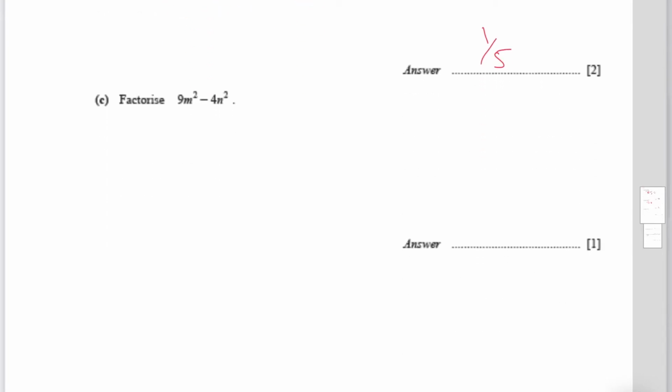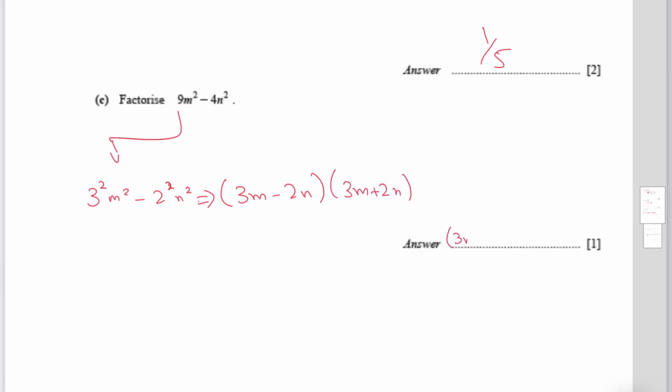The next part says factorize 9m squared minus 4n squared. Now, in order to factorize this, we use the identity method. 9m squared becomes 3 squared m squared, minus 4n squared becomes 2 squared n squared. This eventually becomes 3m minus 2n times 3m plus 2n. So you write your answer over here, 3m minus 2n and 3m plus 2n. That's your answer to this part.